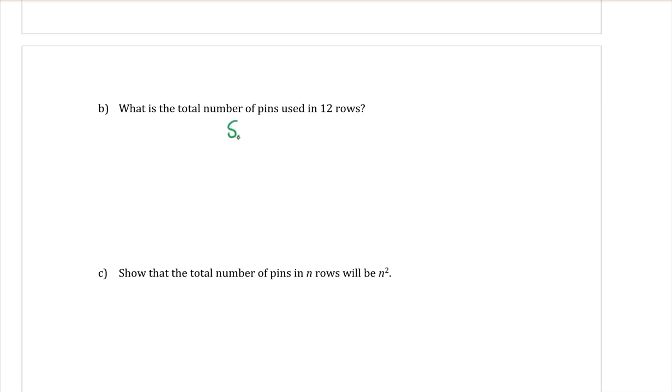So S of n equals n over 2 (a plus L). n is 12 because there were 12 rows. a, the first term, was 1, and L, we just worked out the last term was 23. So there's 144 pins to make up those 12 rows. I should put in there the sum of 12.